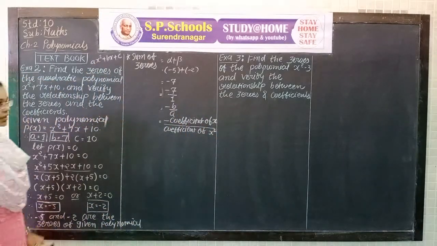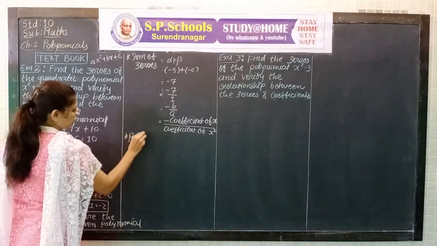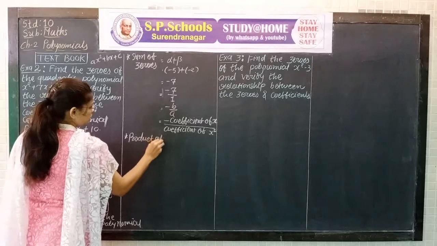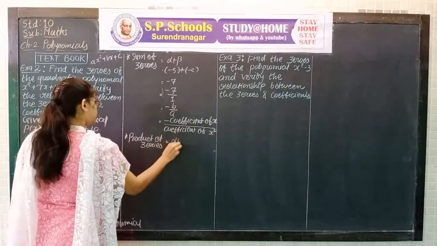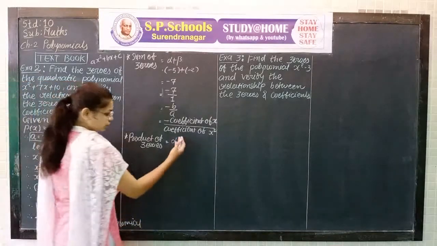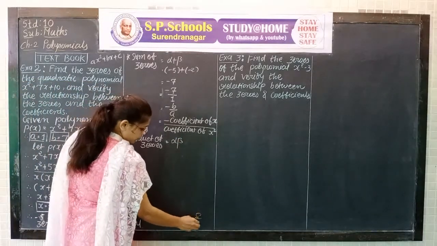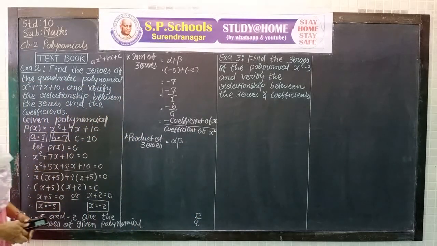First relationship is verified here. Now the second, product of zeros. Product of zeros is written as alpha into beta. We know we write it as c upon a. But c is 10 and a is equal to 1.